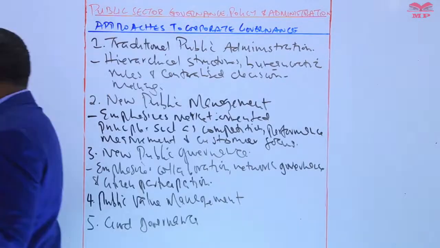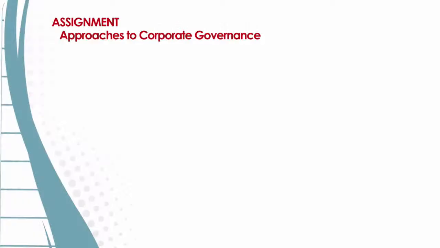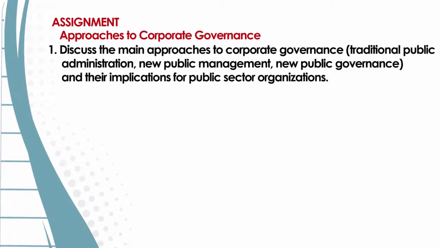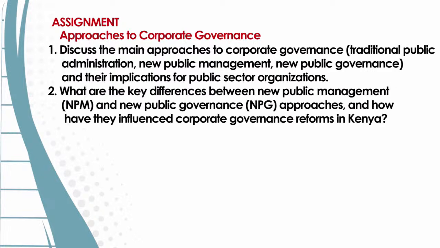So here is your today's assignment on approaches to corporate governance. 1. Discuss the main approaches to corporate governance and the implications for public sector organizations. 2. What are the key differences between the new public management and the new public governance approaches, and how have they influenced corporate governance reforms in Kenya?